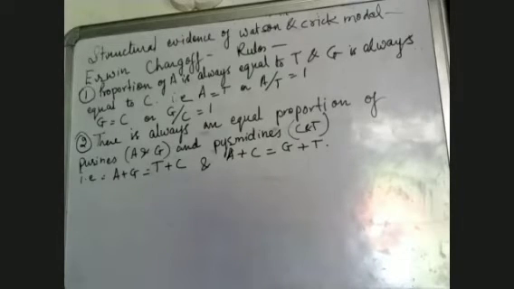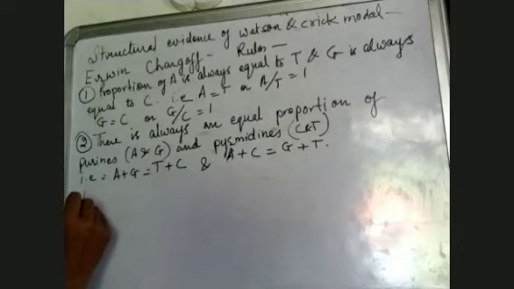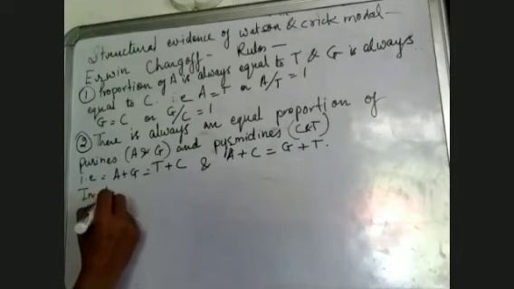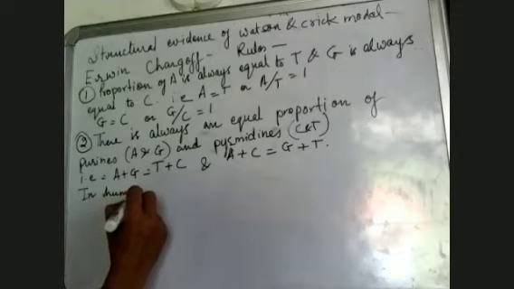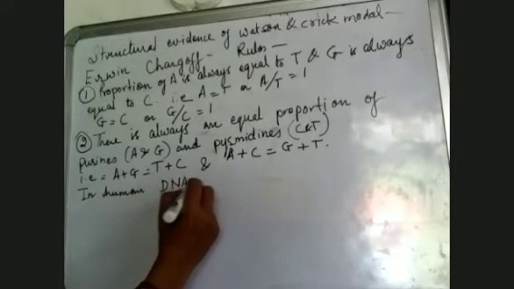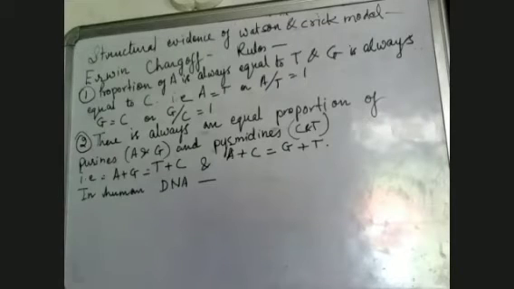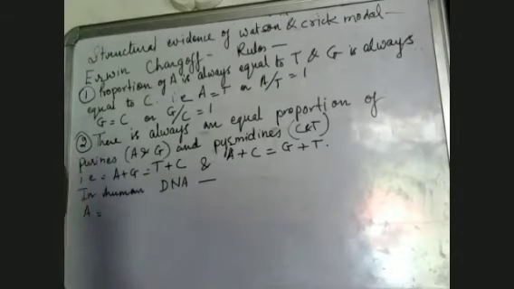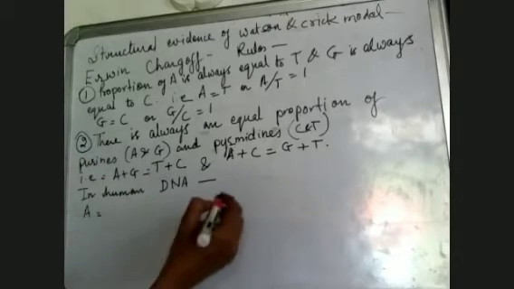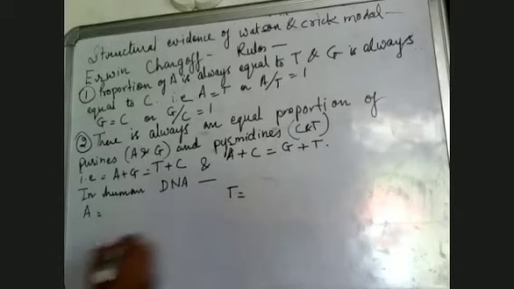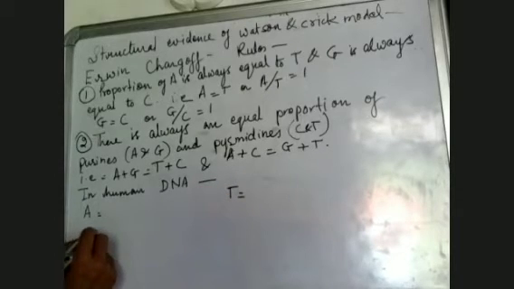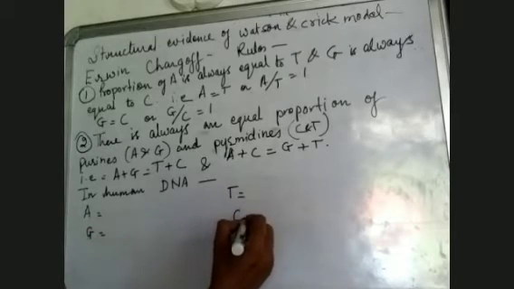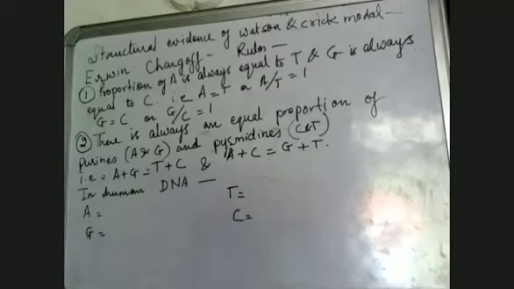And along with this, I want to tell you the percentage of each nitrogenous base in human DNA. In human DNA, the proportion of different bases is different. We have 4 bases: adenine, thymine, guanine, and cytosine. There are 4 bases which are present in human DNA.